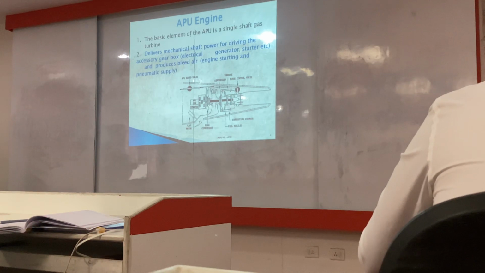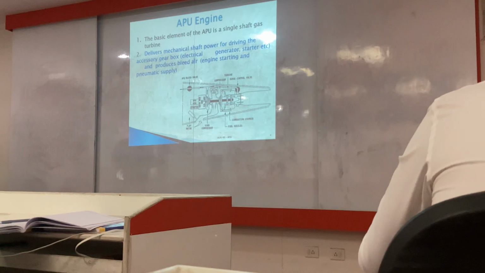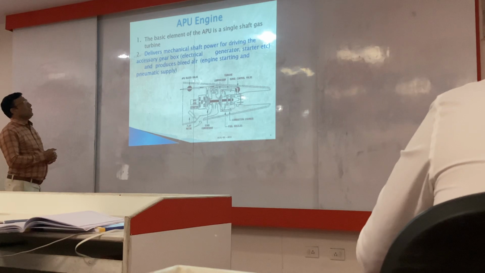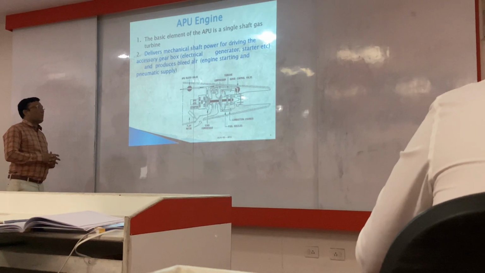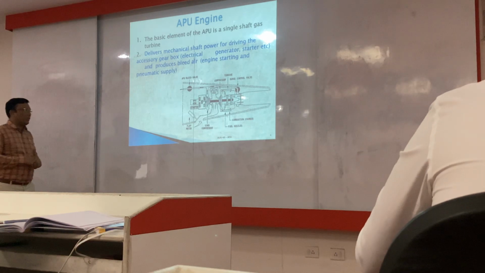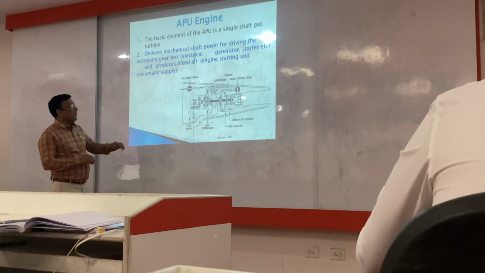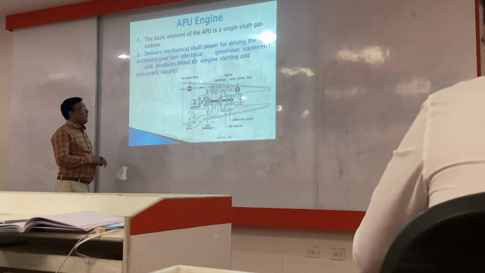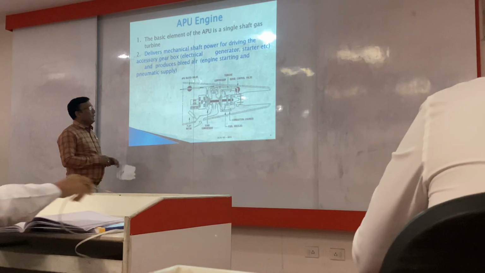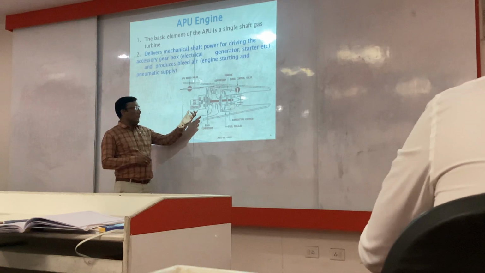This is the prototype of the engine. The basic element of the APU is a single shaft turbine. It delivers mechanical shaft power for driving the accessory gearbox. The gearbox is here: electrical generator, starter, etc. and it produces bleed air for engine starting and pneumatic supply.